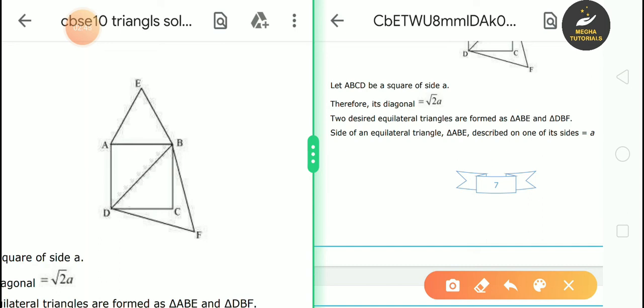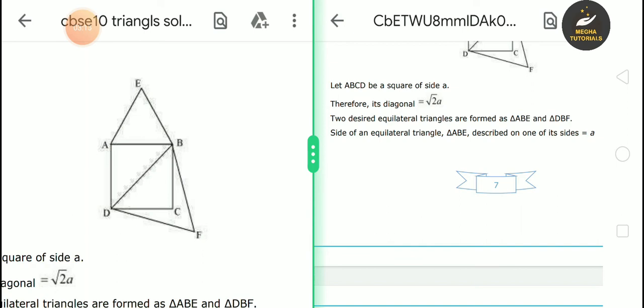Okay, so if you consider triangle ABE and triangle DBF, both are equilateral, which means the angles of both triangles are 60 degrees each. Therefore you can say that by the AAA test both triangles are similar, that is, triangle AEB is similar to triangle DBF. Okay, so let's see what is written in the solution, have a look once.